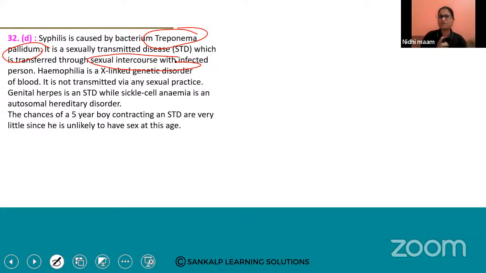Hemophilia means what? It is not related to STD. It is an X-linked genetic disorder. Hemophilia is a genetic disorder of blood. It is not transmitted via sexual practice. Next, genital herpes is a sexually transmitted disease. Sickle cell anemia is a chromosomal disorder, not an STD. Then the chance of a 5-year-old boy contracting an STD is very little. So option D is the right answer.